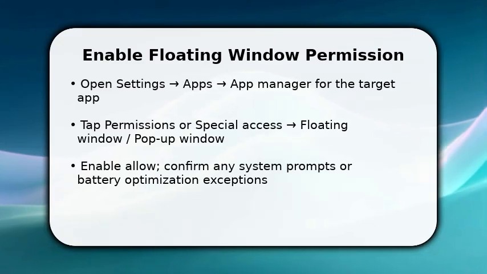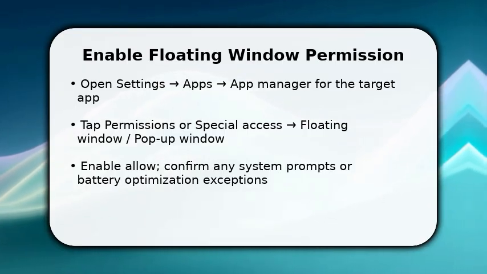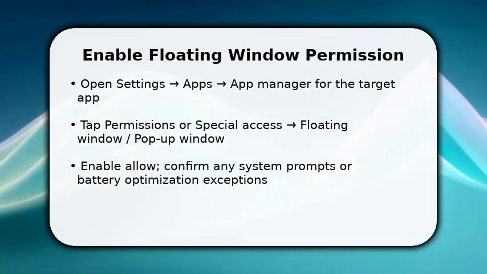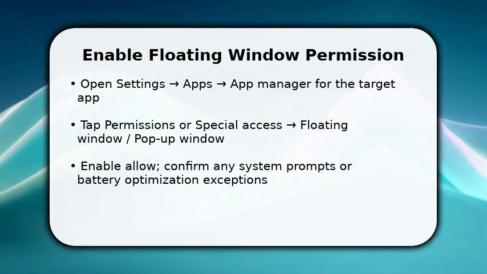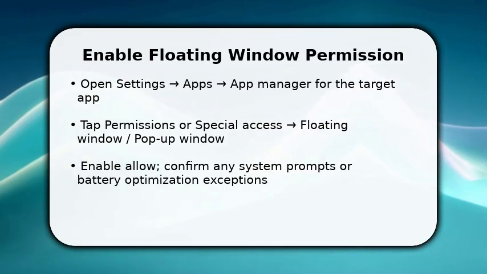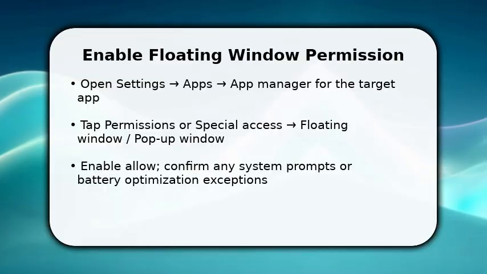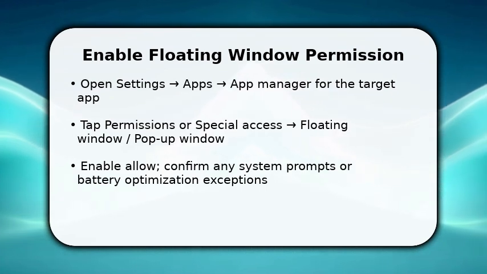Enjoy the video. You start by granting the floating window permission for the specific app. Go to Settings, then Apps, and find the app you want to float. Once you open its details, choose Permissions or Special Access and locate Floating Window or Pop-up Window. Toggle it on and accept any system prompts. Make sure to exempt the app from aggressive battery optimization if prompted. Otherwise, the float may close. This step is essential because without the permission, Android prevents overlay behavior on Vivo.